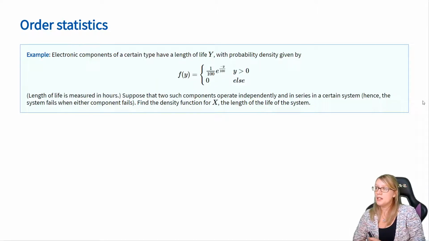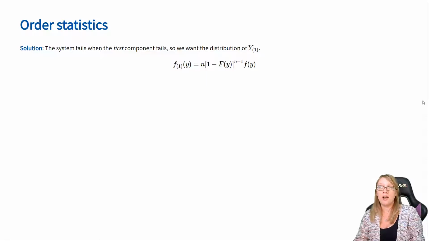So electronic components of a certain type have a length of life y with probability density given here. So we have 1 over 100 times e raised to the negative y over 100 power for y greater than 0. In other words, we have an exponential distribution here. So suppose that two such components operate independently and in series. So what that means is that when component 1 fails, the system fails. When component 2 fails, the system fails. So only one of them has to break down. We would like to find the density function for x, the length of life of the system.